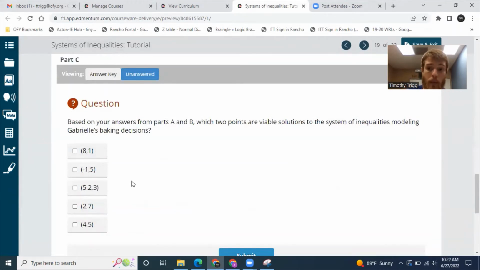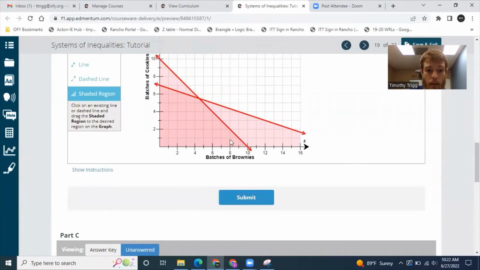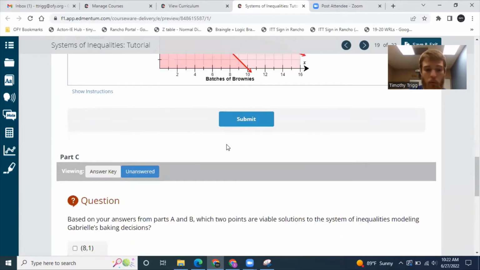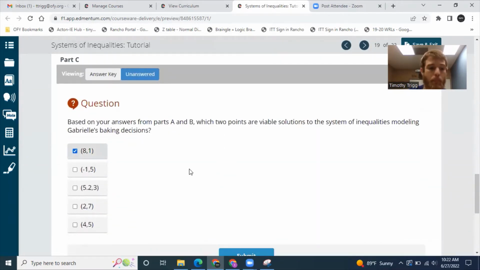So what we're going to do is just see which of these coordinate points are in the double shaded region. So (8, 1), yes, that's definitely in the double shaded region. So we're going to click that. (-1, 5), no. In this case, we can't have negatives because we can't have a negative number of batches being made. That simply doesn't make sense.